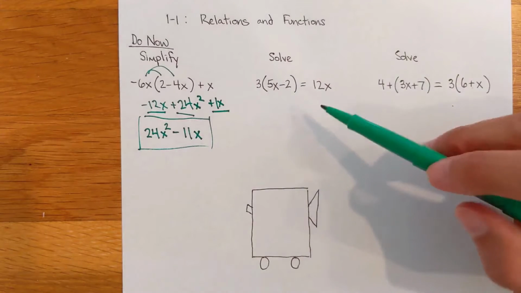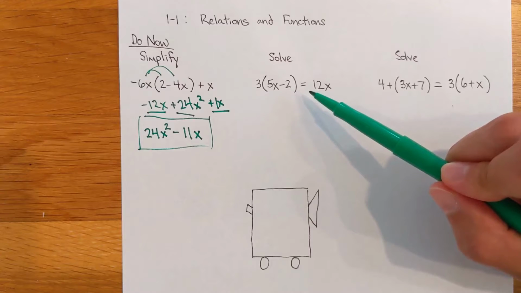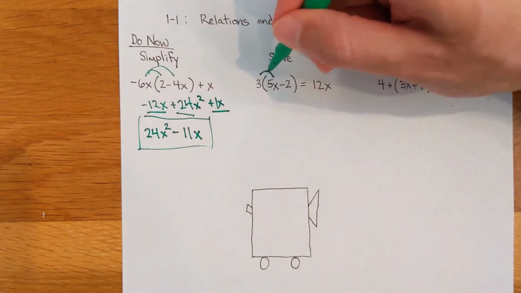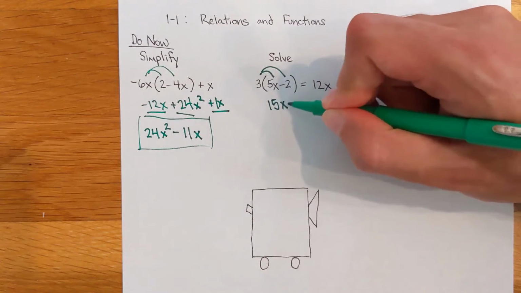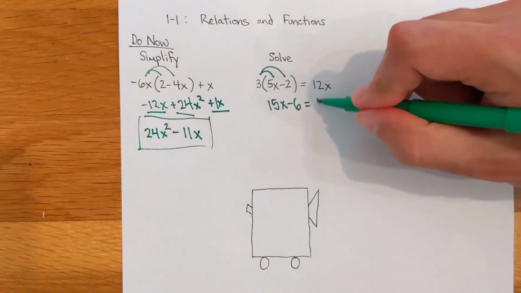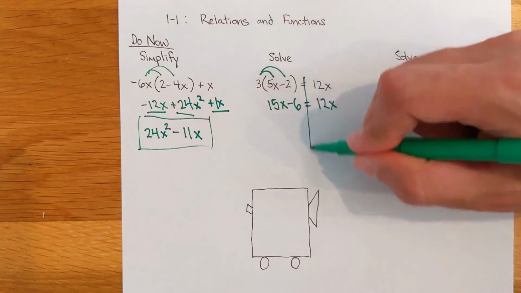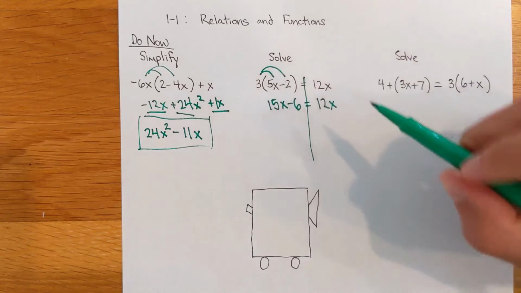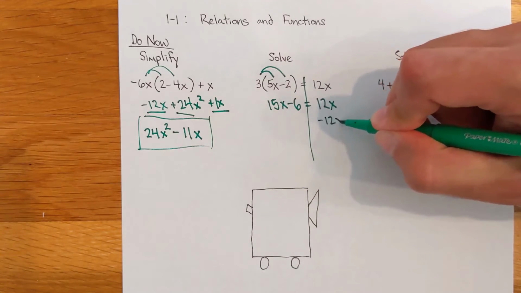Moving on to the second problem right here. Now I don't have an expression, but I have an equation because of this equal sign here. When it says to solve, they want me to get x by itself. Well, that means distributing the 3 first. I'm going to get 15x minus 6, and over here I have a 12x. If I'm going to solve for x, I've got to get x by itself, so you could subtract this 15x over here to the right, or you can subtract your 12x to the left. I'm going to choose to subtract the 12x.